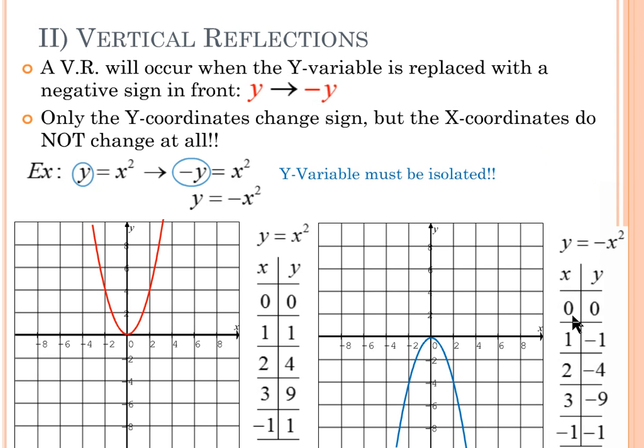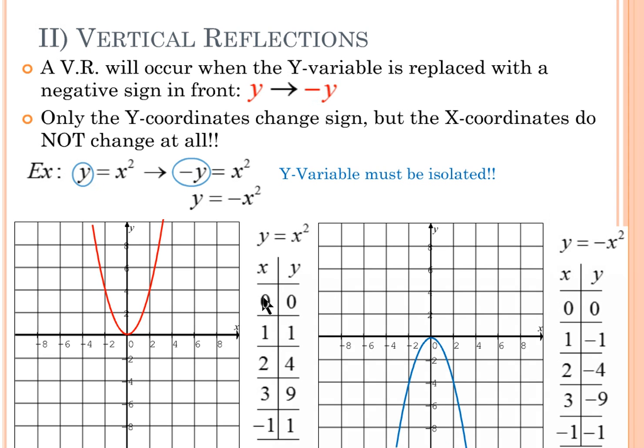All right, so if I insert these x values, my corresponding y values will be 0, negative 1, negative 4, negative 9, negative 1. And here's my corresponding graph, a parabola highlighted in blue, and it opens down.